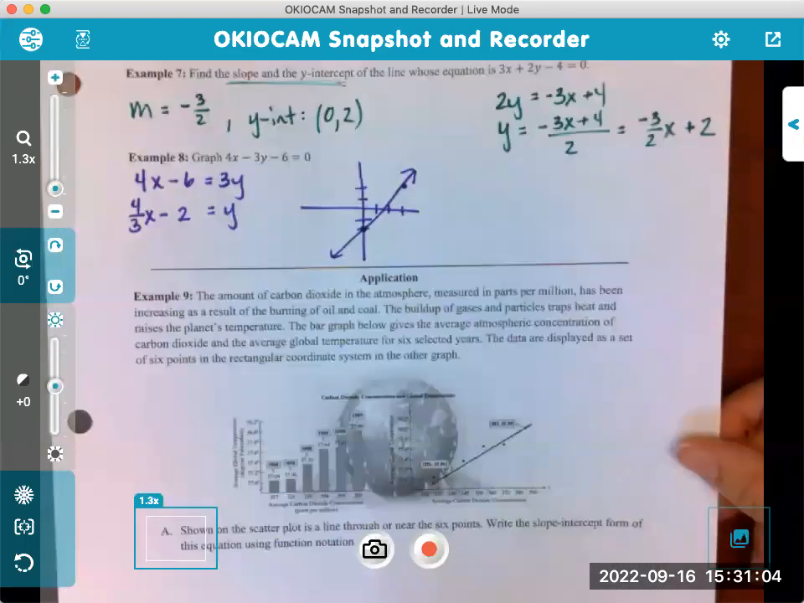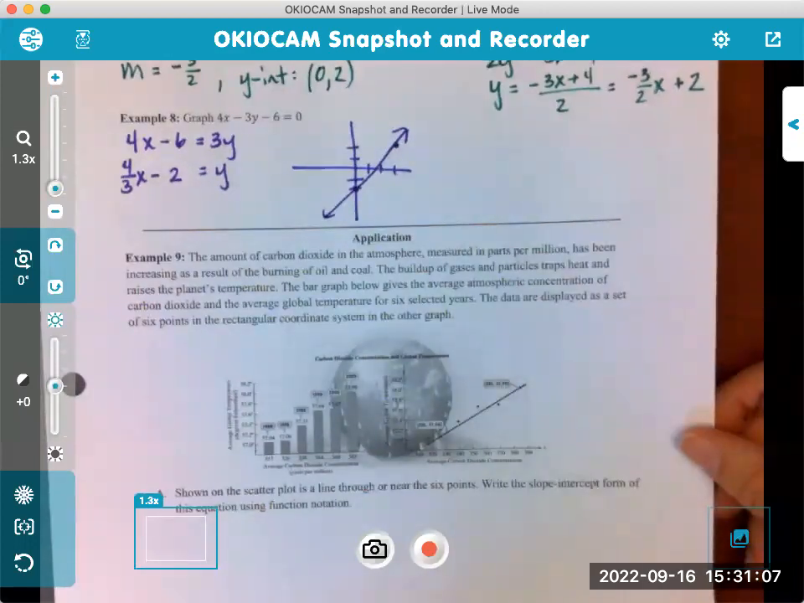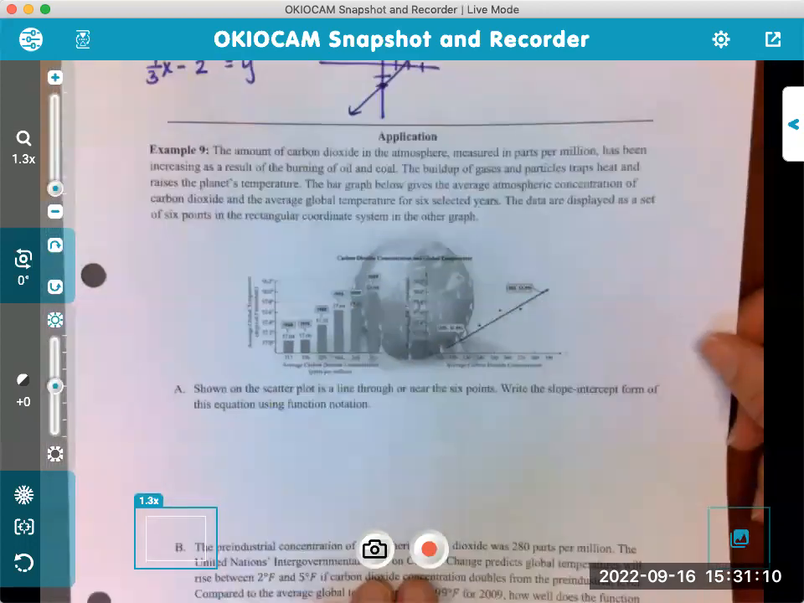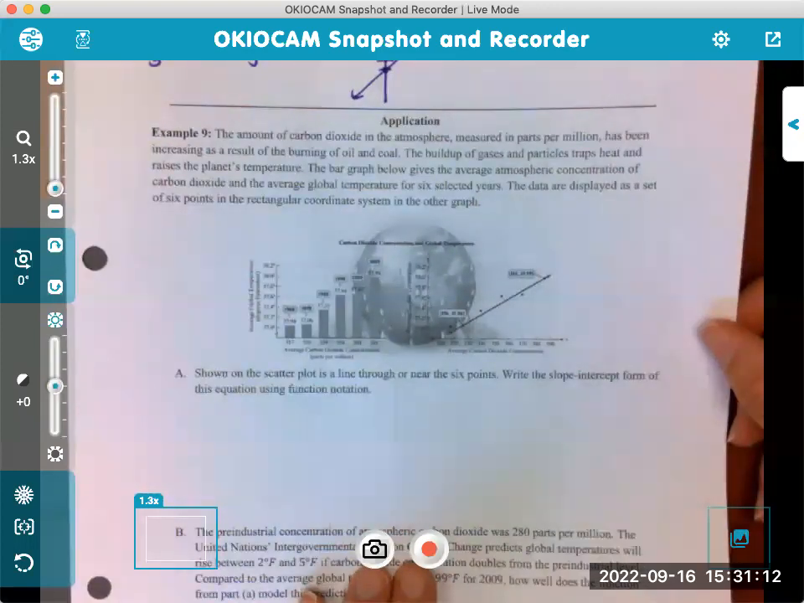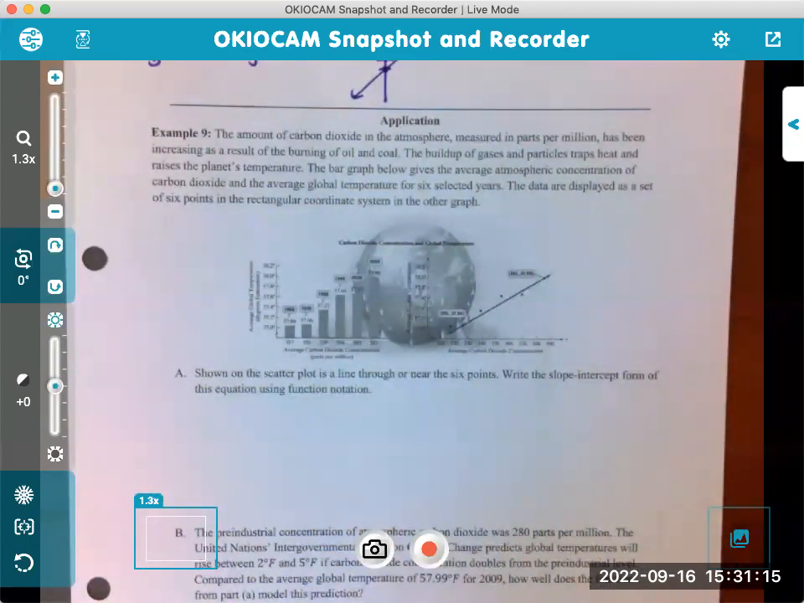So an application here, let's see. The amount of carbon dioxide in the atmosphere, measured in parts per million, has been increasing as a result of burning oil and coal. The buildup of gases and particles traps heat and raises the planet's temperature. The bar graph below gives the average atmospheric concentration of carbon dioxide and the average global temperature for 6 selected years.